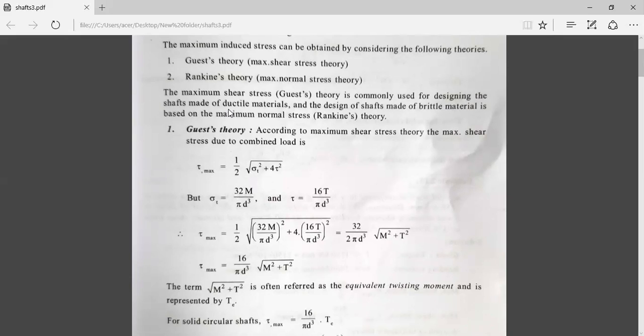First we are going to discuss the Guest theory. After that we move to Rankine's theory. In Guest theory, according to the maximum shear stress theory, the maximum stress due to combined load is.